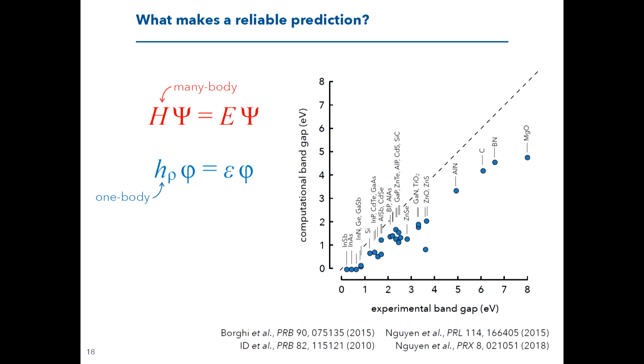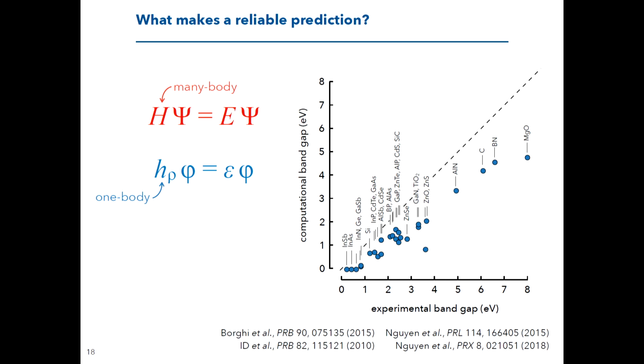So in DFT, you substitute the complexity of the many-body wave function into the simplicity of a description that depends only on the charge density. And instead of having the many-body Hamiltonian, you will have a one-body Hamiltonian that depends on the charge density. So this means that you need to solve this equation self-consistently. You calculate the charge density, then you calculate the effective Hamiltonian, and then calculate the orbitals, and you perform this loop.